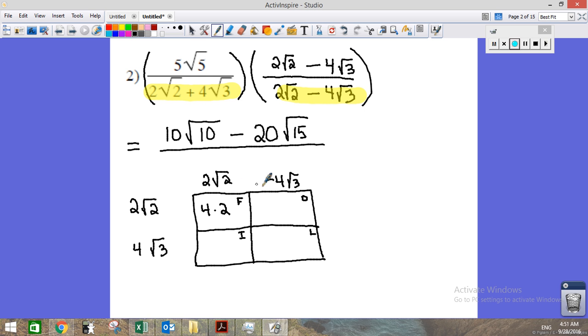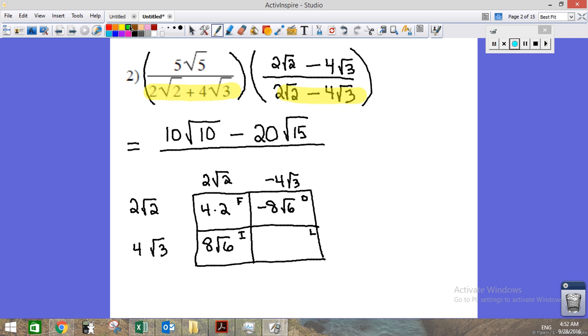The positive 2 times the negative 4 is a negative 8. And this time when I take the square root of 2 times the square root of 3, I get the square root of 6. I can't simplify the square root of 6 like I did the square root of 4. Now on this inside term, since this was negative 8 radical 6, I'm expecting to get a positive 8 radical 6 here. Let's see if I do. 4 times 2 is 8, and square root 3 times the square root of 2 is the square root of 6. So those are equal and opposite.